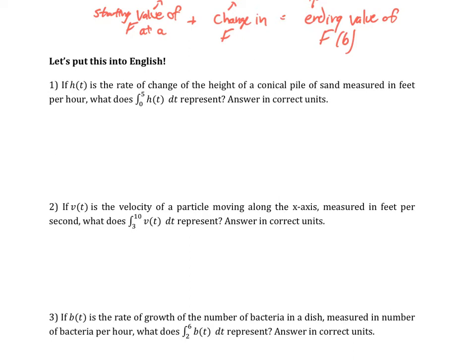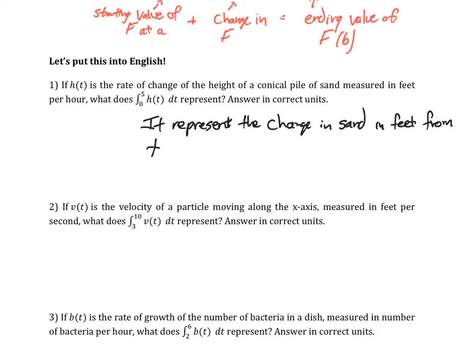Well, we do know, again, that the integral represents change, right? So we would say that it represents the change in sand. So if my function is the rate of change of the sand, the area under the curve would be the change in sand, in feet. And let's be very specific. It's not over the whole course of the history of time. It's from time t equals 0 to t equals 5, okay?